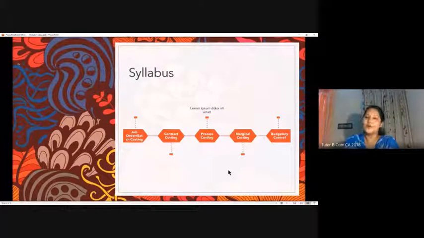So I hope you will feel that this is very simple. This is what we are going to learn in this semester. So I'll just give a brief introduction to module 1 in today's class.